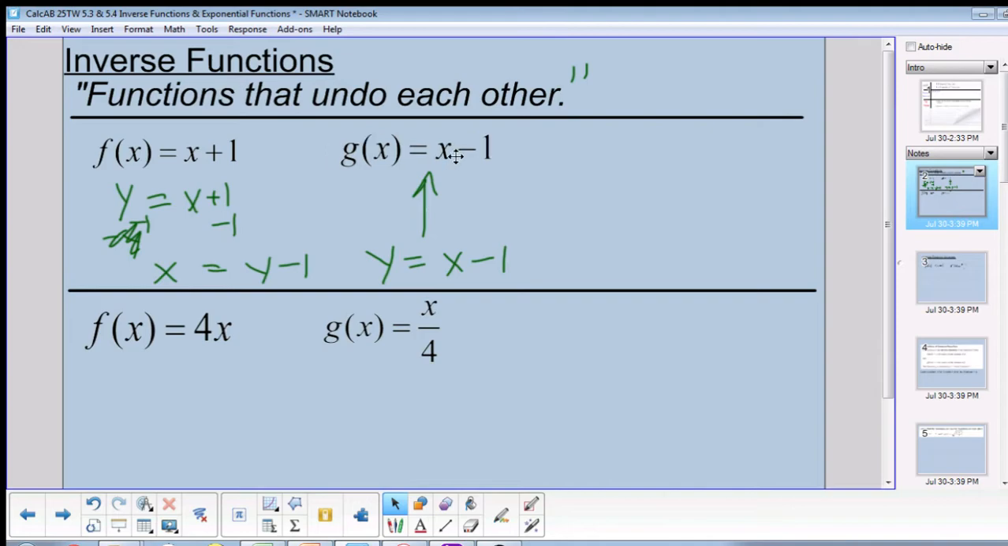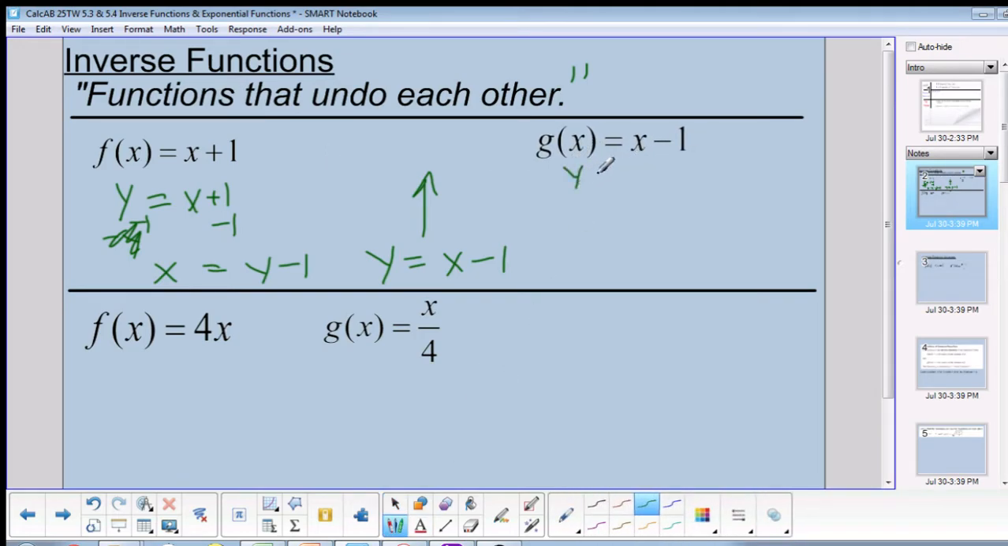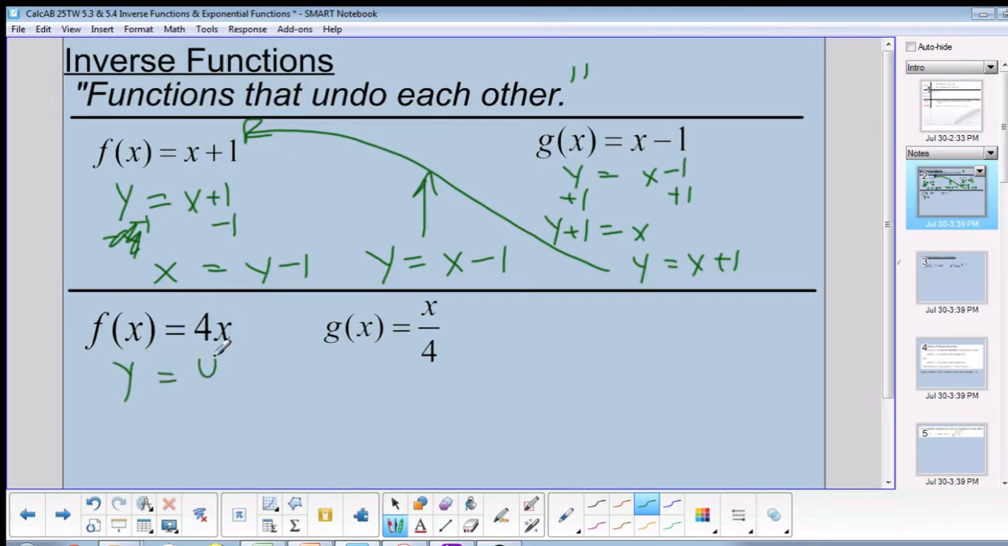I can do the same with g. Let's take the g function, switch it to y equals x minus 1. I want to solve for x instead, so I add 1 to both sides, and I get y plus 1 equals x. If you flip the variables, you get y equals x plus 1, which is the same thing as f. So it's just setting a different variable to be what you're solving for. These are inverses as well, because if I set y equals 4x, and I divide by 4 on both sides, you get x equals y over 4. Again, flip the variables, y equals x over 4. These are inverses, so you're just solving for the other variable.